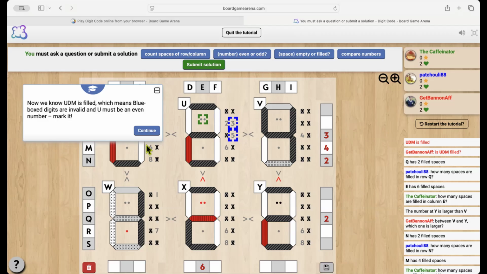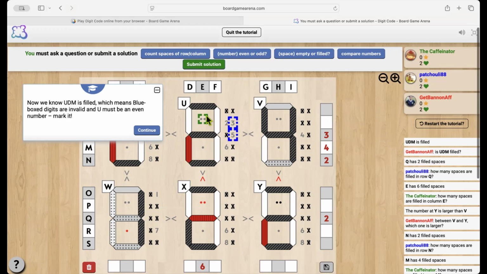Continue. Now we know UDM is filled. So that means it can't be 3 and it cannot be 5. So it can either be 2 or 6. Yes, so it must be an even number, because 2 and 6 are even.